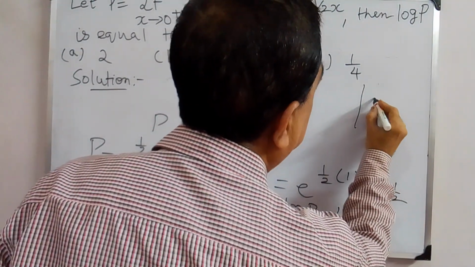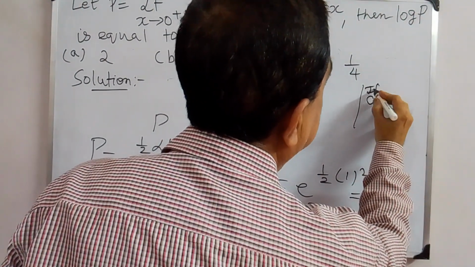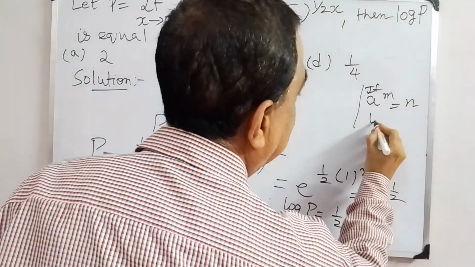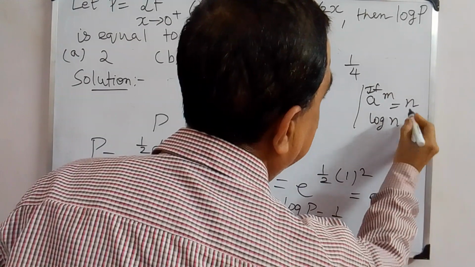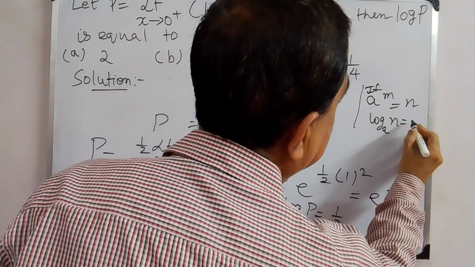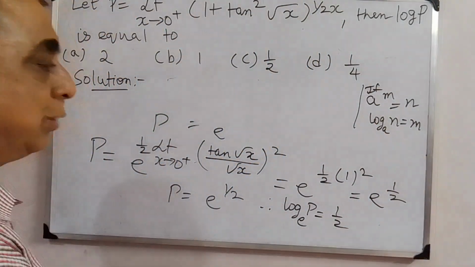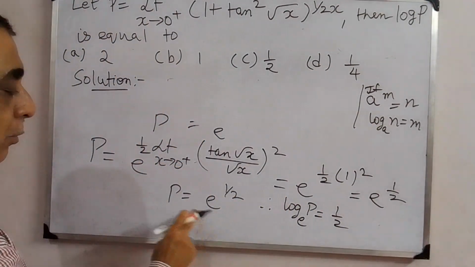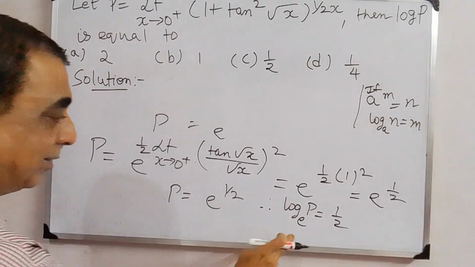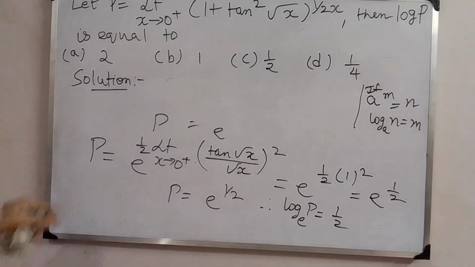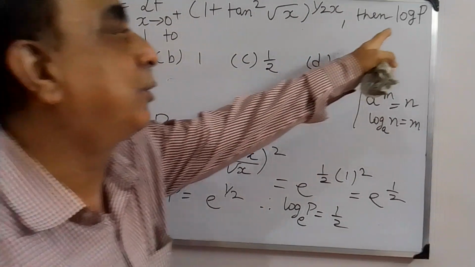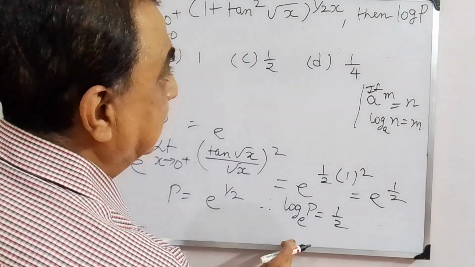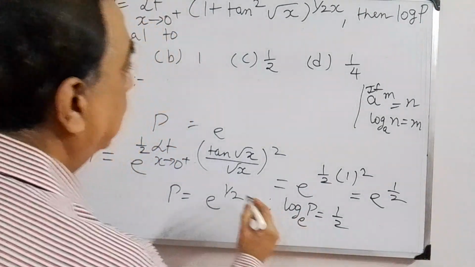The definition of log is: if a to the power m is equal to n, then log n to the base a is equal to m. Here we are getting p equal to e to the power half, so log p to the base e will be equal to half. It was asked to find the value of log p, so log p to the base e, we are getting half, which is option c.